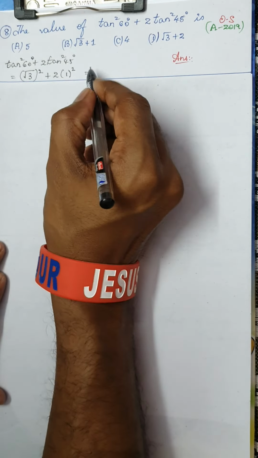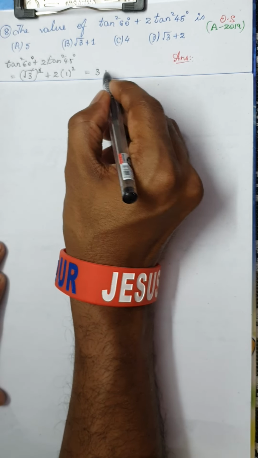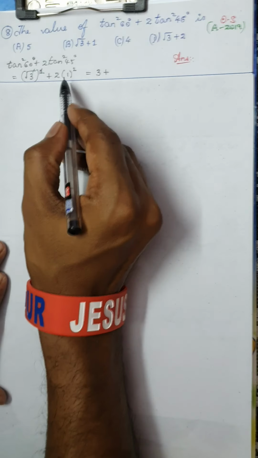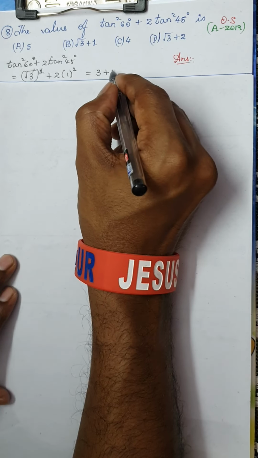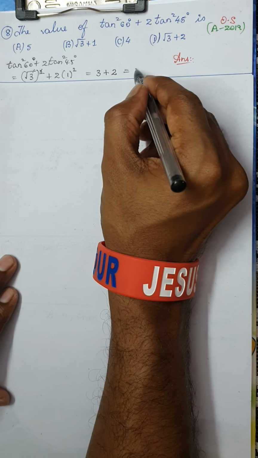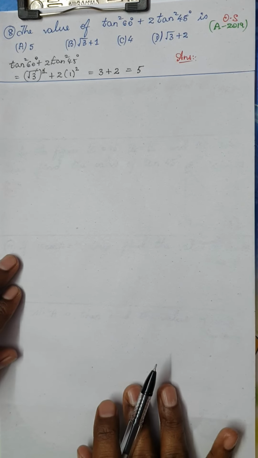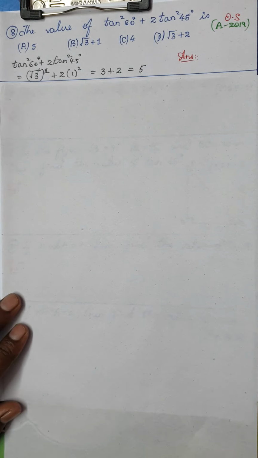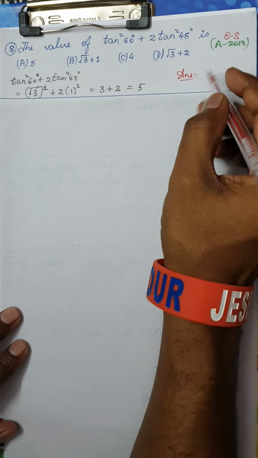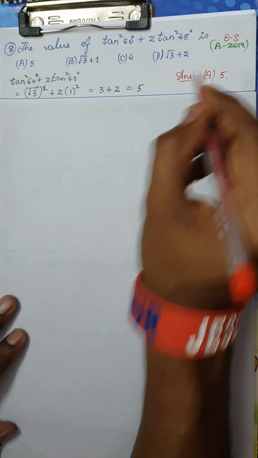Okay, so this is nothing but, now square and root cancel, √3 square is actually 3, plus, now what is 1 square? 1 square is 1, correct? So 1 into 2 is 2. So this will give me 3 plus 2. Anybody can tell the answer. Answer is 5. So where is the option you have the correct answer? The correct answer is in option A, which is equal to 5.